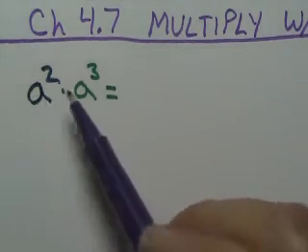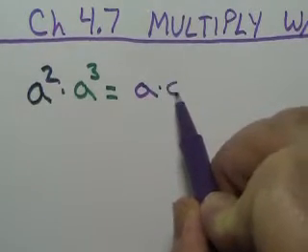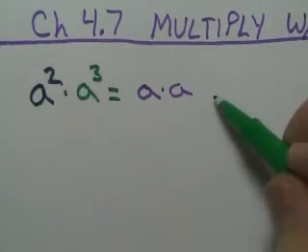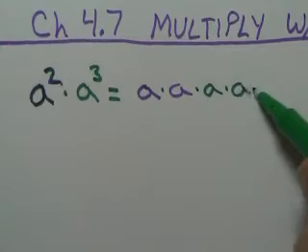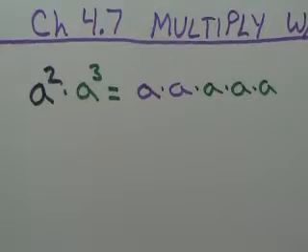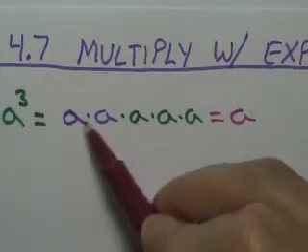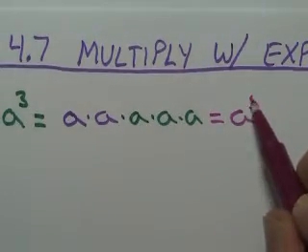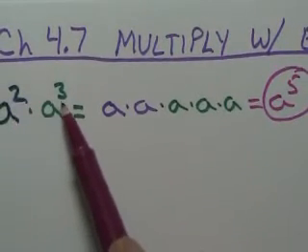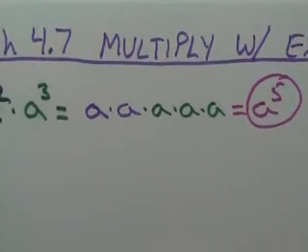So what I'll do is I'll just kind of spread out, or factor out this. That's a times a. And this is 3 a's. And if you total that up, I have 1, 2, 3, 4, 5 a's. The answer is a to the 5th. A squared times a to the 3rd is a to the 5th.